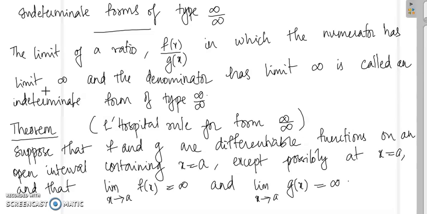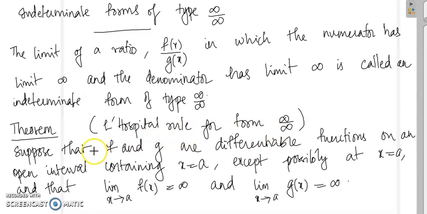So it can be plus or minus infinity, the limit of the numerator, and also the limit of the denominator can be plus or minus infinity. It is not mandatory that it is always plus infinity. So you can have a combination of plus or minus infinity. And so we will move on to the rule when you have the form infinity by infinity.